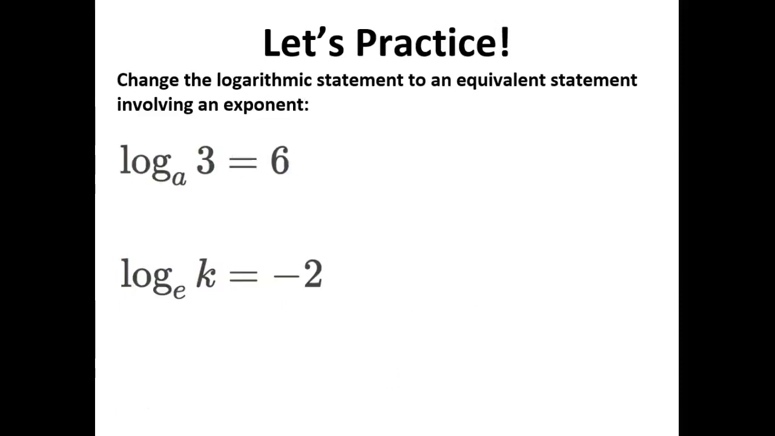Now taking a logarithmic and changing it to an exponential: log base a of 3 is equal to 6 is equivalent to a to the 6th power is equal to 3. Log base e of k is equal to negative 2 is equivalent to e to the negative 2 is equal to k. Normally, because it's so common, we'd see ln of k is equal to negative 2. If you see that ln, you can automatically assume it's base e. We never actually write it there, but that's really what's there.